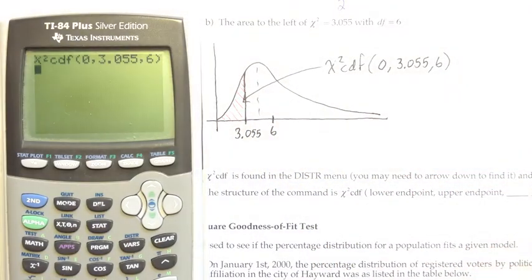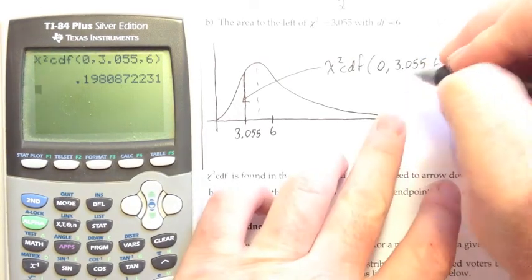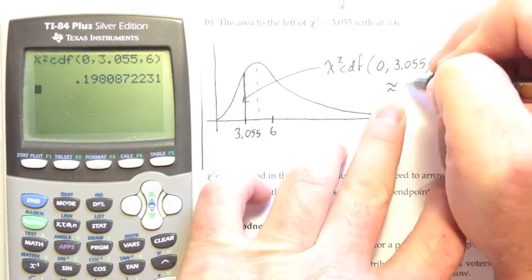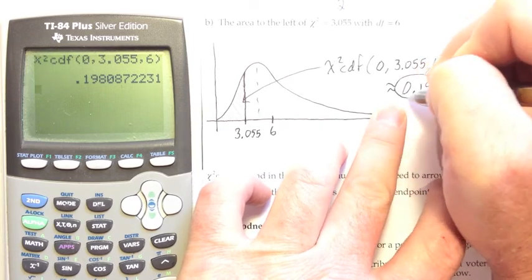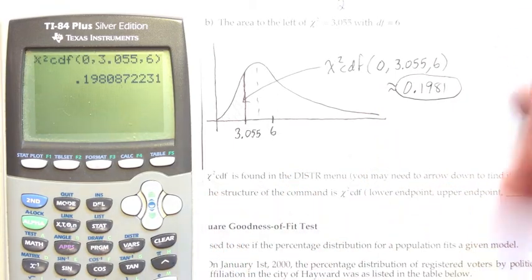So let's press enter and see what we get. And it comes up to be kind of close to that 20% guess that I had. So 0.1981. It's always good to take a guess at it before you press enter, just to make sure that you're getting an answer that seems reasonable.